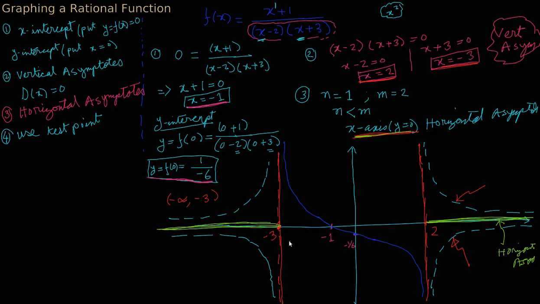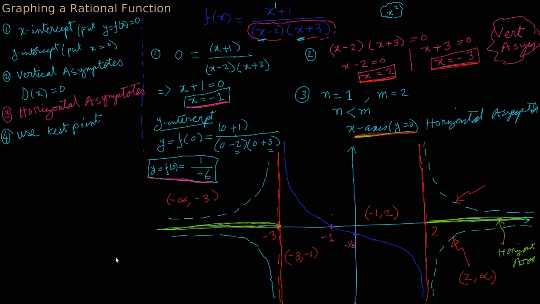So that's the second zone, negative 3 to negative 1. What is the third zone? Negative 1 to positive 2, so that's the zone. And the fourth zone is 2 to positive infinity. Okay, so these are my 4 zones.